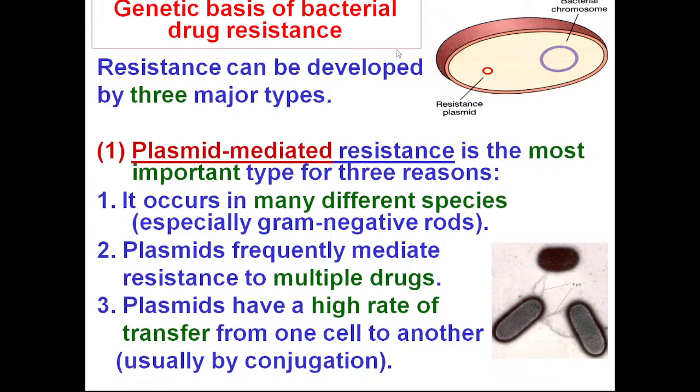Then the second reason is that the ability to withstand several types of drugs may be fixed in one single plasmid. Then the transfer of this plasmid will cause multiple drug resistance from one single event of plasmid conjugation.